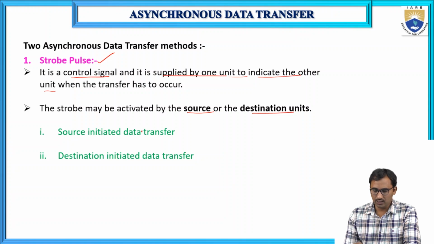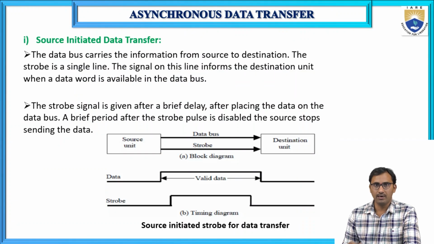So the first one is a source initiated data transfer, and the second one is a destination initiated data transfer. Let's see one by one how the data transfer will be initiated by using this strobe pulse. So this is a source initiated data transfer. You can see here the block diagram of the source initiated data transfer. This is a source unit and this is a destination unit.